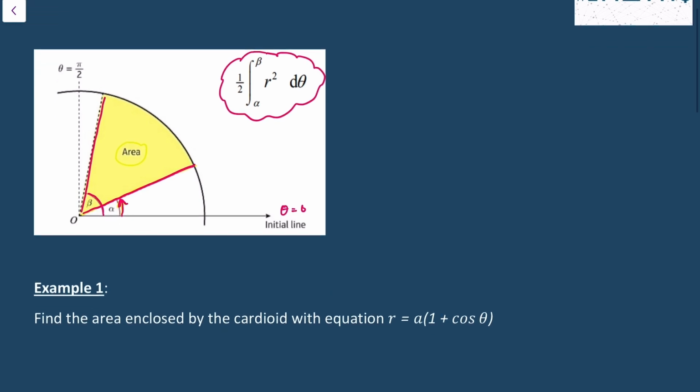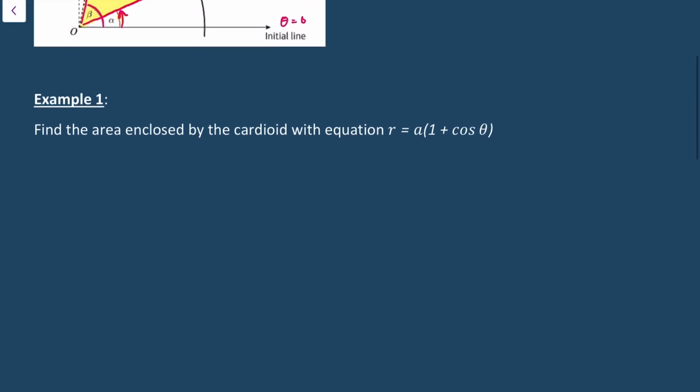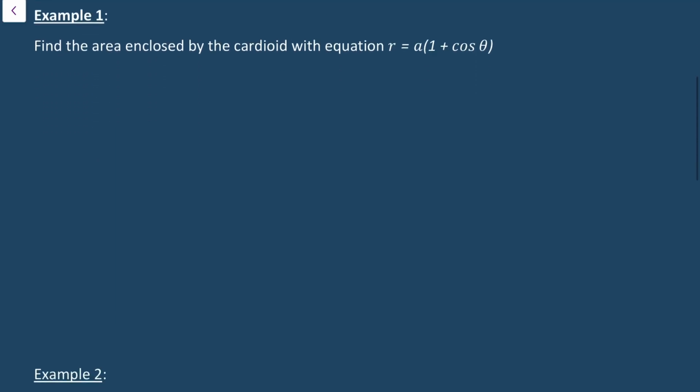So let's have a look at the first example where we are asked to find the area enclosed by the cardioid with equation r equals a times 1 plus cos theta. So the first thing that's useful to do is to think about what this graph looks like. In general, you will be given diagrams of graphs, but when you are not given one, the specification does state that you need to be able to sketch graphs of polar curves.